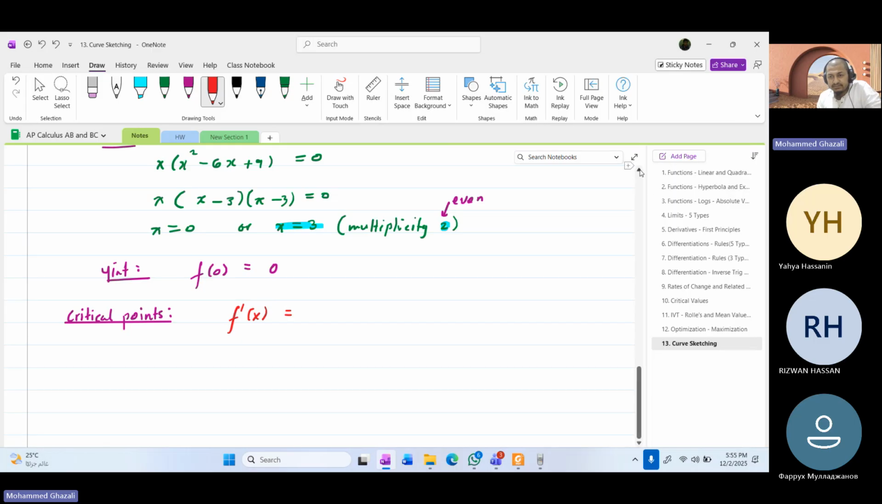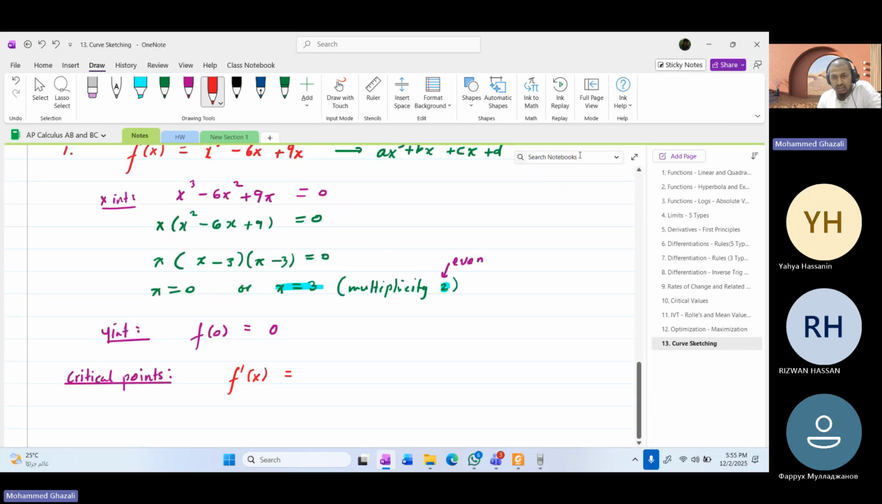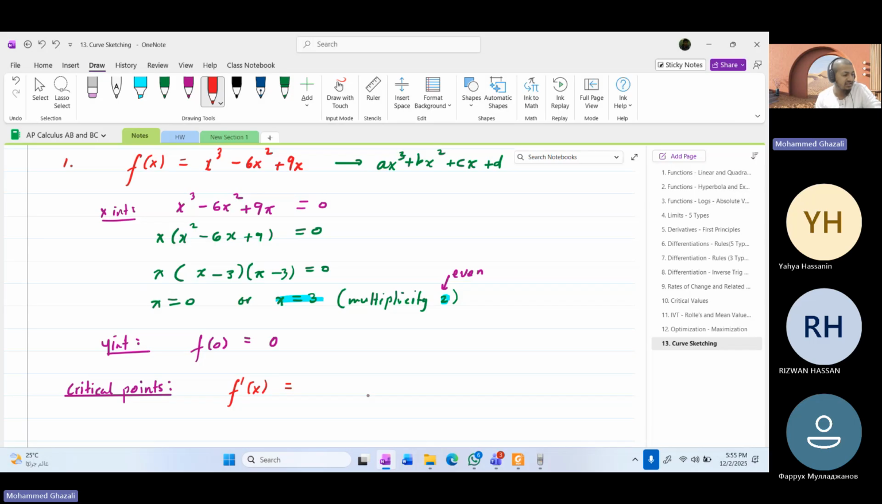Let's find the derivative. The derivative of this polynomial function here is, that's easy, power rule. Give me the answer, someone, anyone. 3x squared minus 12x, you don't need to say x to the power 1, and then plus 9. Exactly. 1 times 9 is 9, x to the power 0 leaves out. So we're going to set this equal to 0 for now.